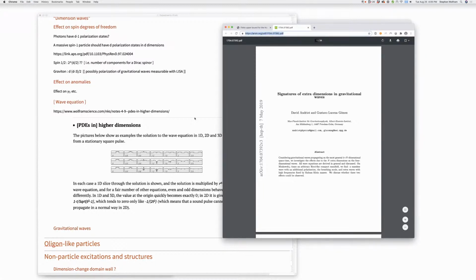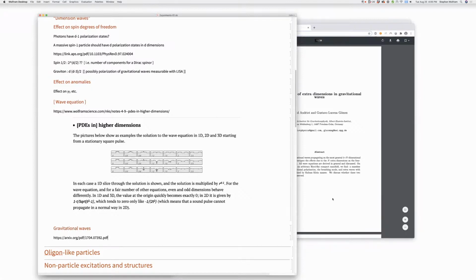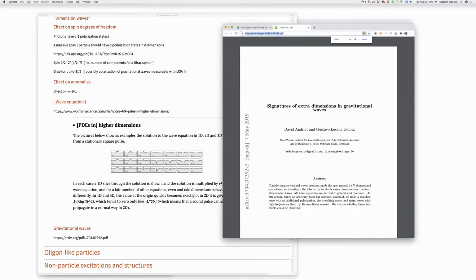Gravitational waves in extra-dimensional space. Okay, let's take a look at what they have to say. All wave equations. Massless wave with an additional polarization, breathing mode, and extra waves with high frequencies fixed by the Kaluza-Klein masses. You don't say, because there are going to be extra waves because they are transverse waves in that direction associated with the higher dimensions.